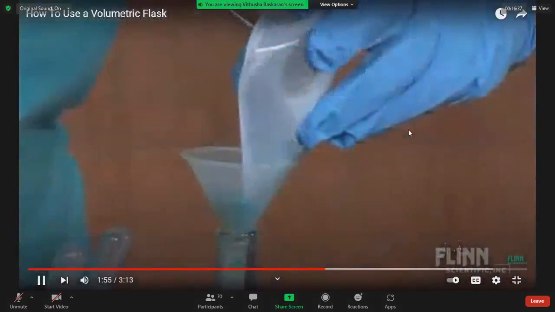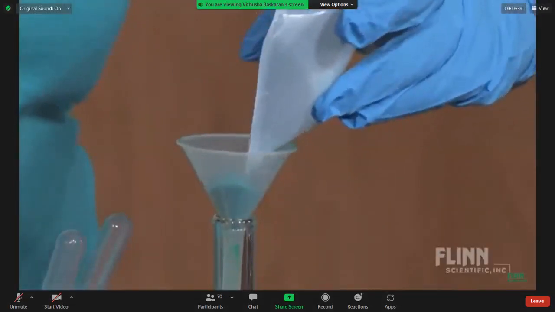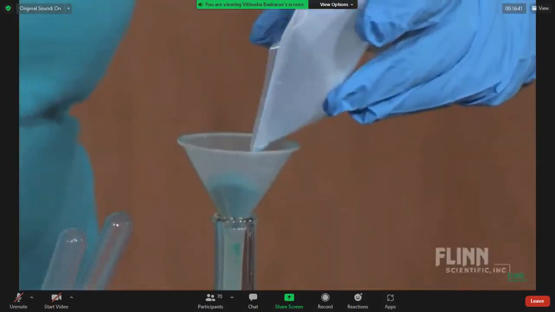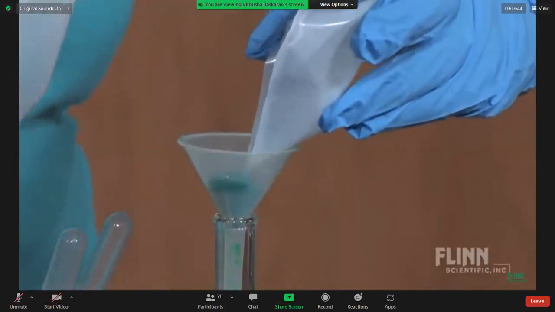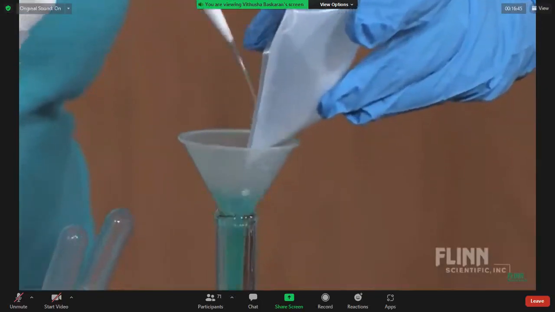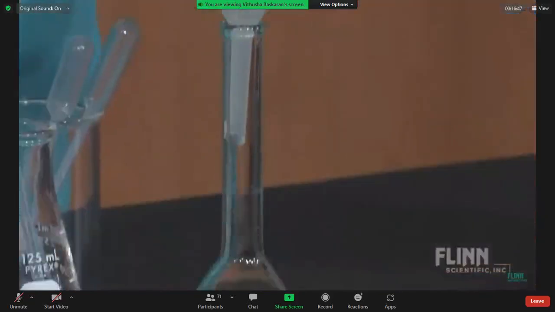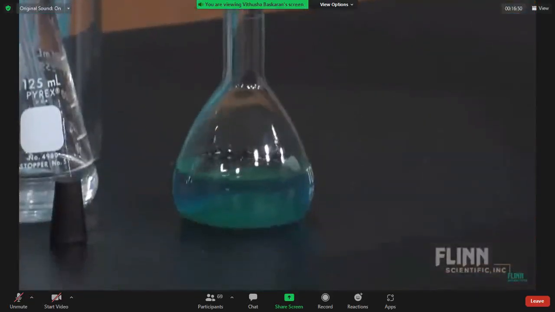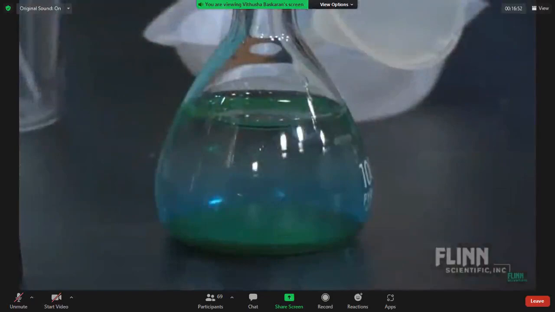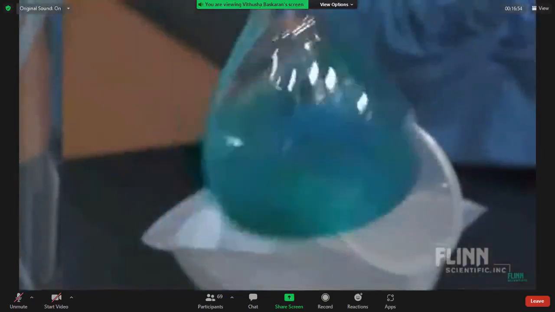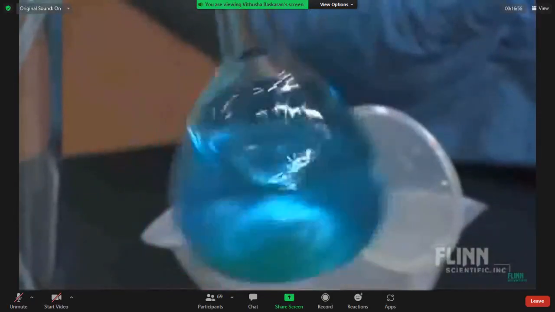Analytical transfer techniques. Transfer solids using a funnel. Rinse the weighing container, funnel, and sides of the flask with water or solvent. And dissolve or mix the solution with most, but not all of the water.